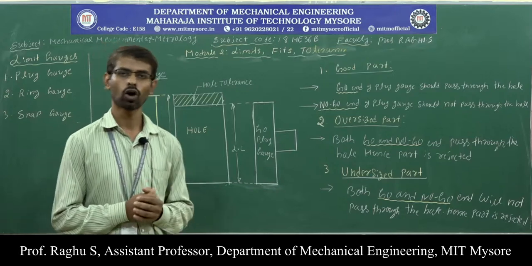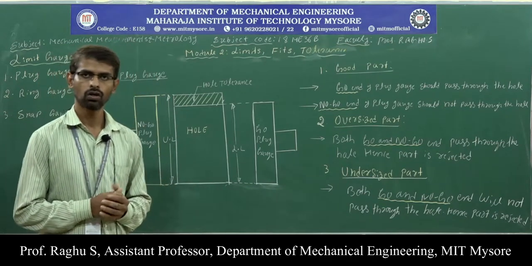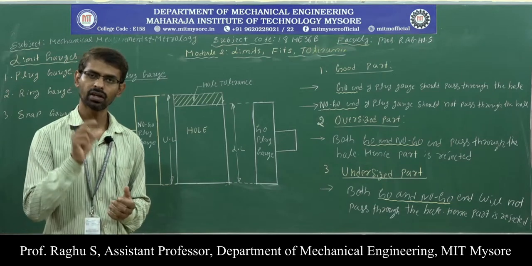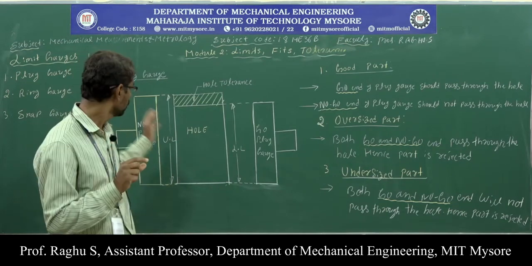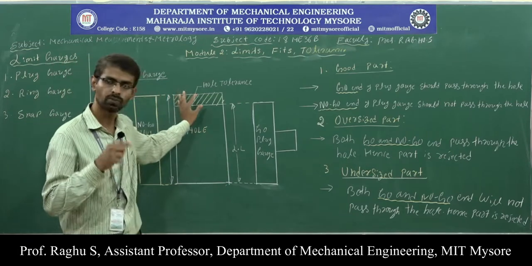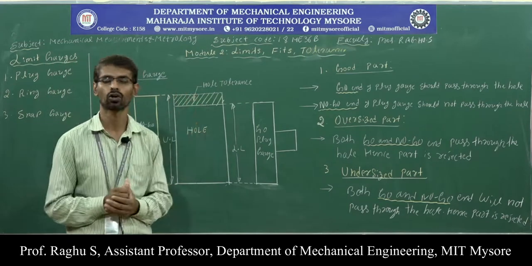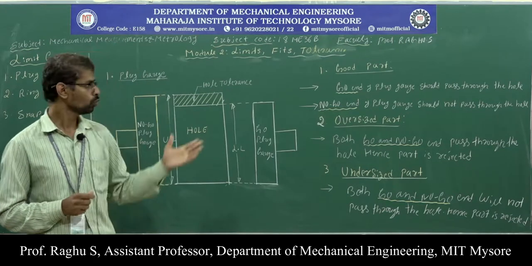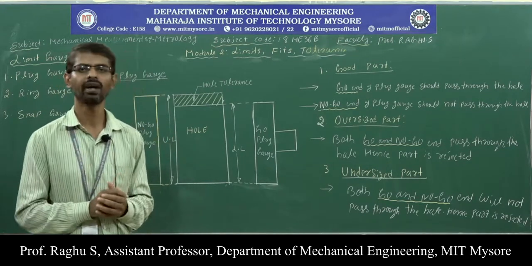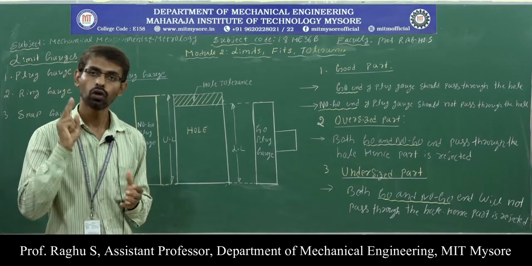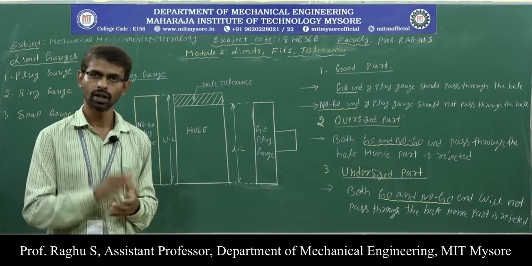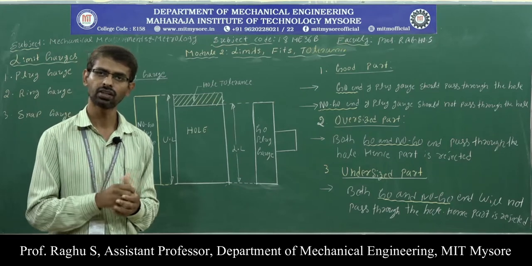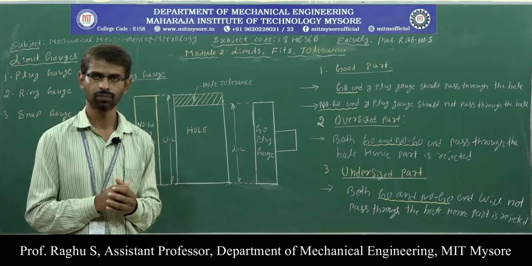Limit gauges are commonly used in the industries. Limit gauges will not measure the actual dimension. Limit gauges are used to check whether the component has been manufactured within the specified limit or not, or within the tolerance or not. We know that we have two limits, upper limit and lower limit, therefore two limit gauges are required. One gauge is called the go gauge and the other gauge is called the no go gauge.